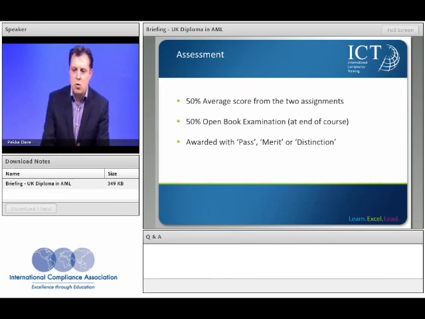In terms of the overall assessment, 50% of the course mark relates to the 2 assignments and 50% to the open book examination at the end of the program. The course can be awarded with a pass, merit or distinction, and the overall pass rate is 50%.